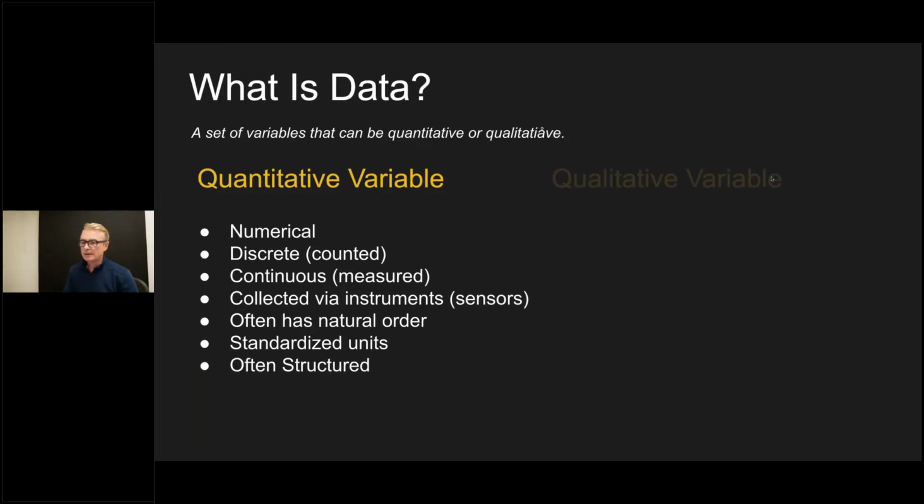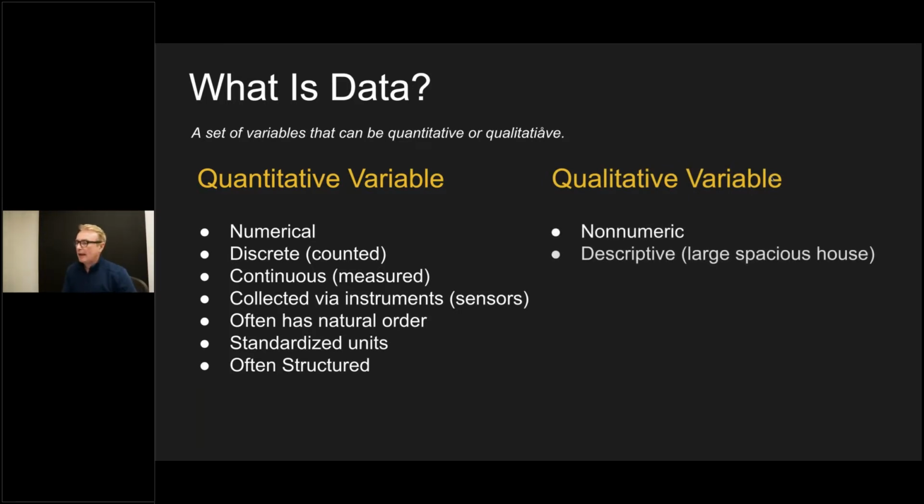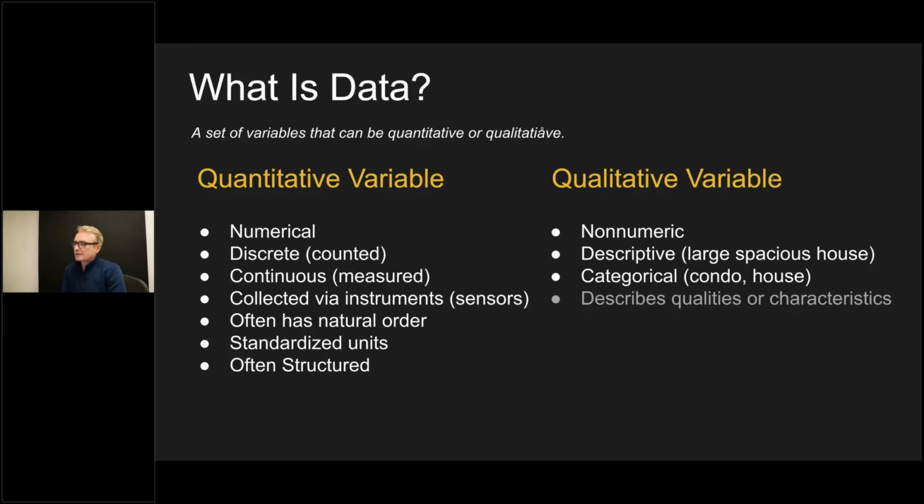Meters, feet, and all that kind of stuff. And it's often structured. Qualitative variables, on the other hand, are a little more fun. They tend to be non-numeric and descriptive. So if you want to describe a house, you'll say this is a red brick house. It's large, it's beautiful, it's dilapidated, whatever. It's categorical, right? It's a condo, it's an apartment building, it's a house, it's a semi-detached, detached.